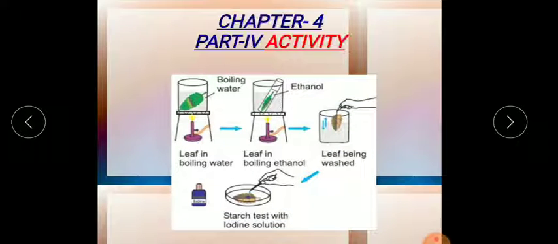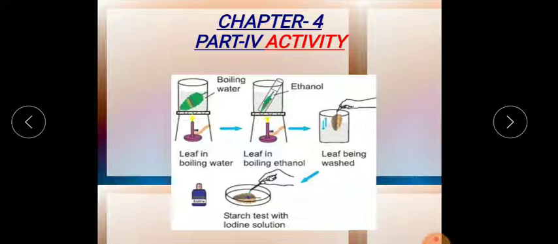First, you can see in the first picture, we have taken one beaker, one tripod stand, and a burner. Now what will we do? We will take some water and boil it. In the first step, we are treating the leaf in the boiling water for 60 seconds. So for 60 seconds we have to dip the leaf in the boiling water.